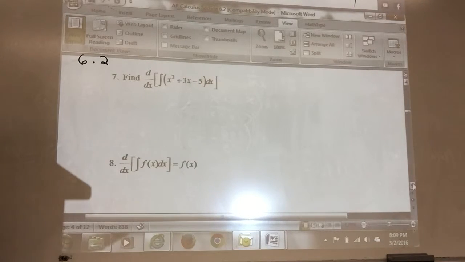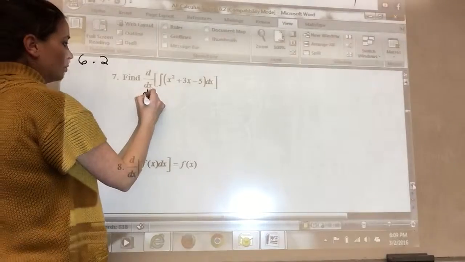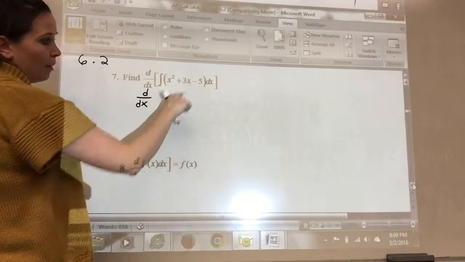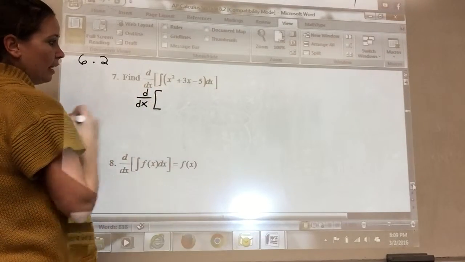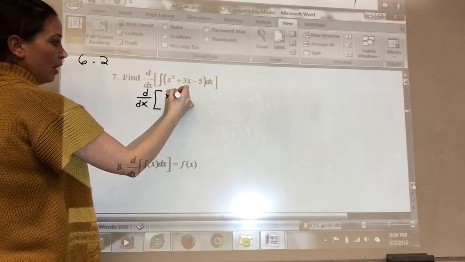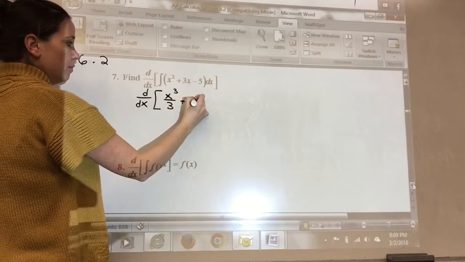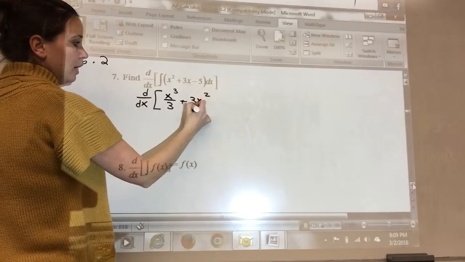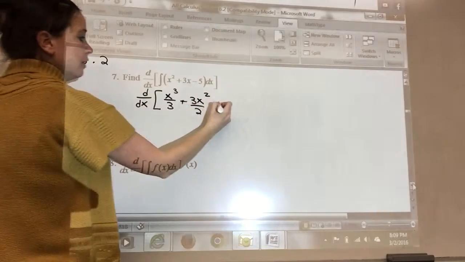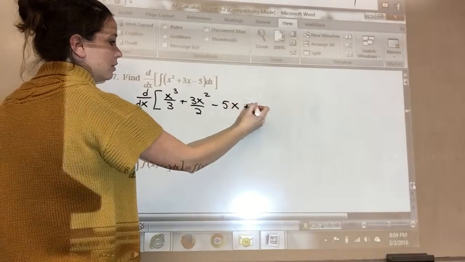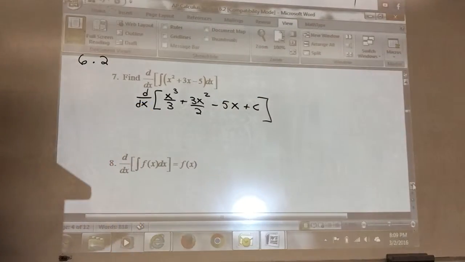Okay, so let's see. So I always like to work from the inside out, so I'll just bring this d dx down, and I'm going to focus on the integral. Okay, the integral would be x add 1, divide by it. 3x add 1 and divide by it. Minus 5x plus c. Okay, that's the integral. Okay, and then from there, we would have to go through and take the derivative. Okay, hang on one sec.